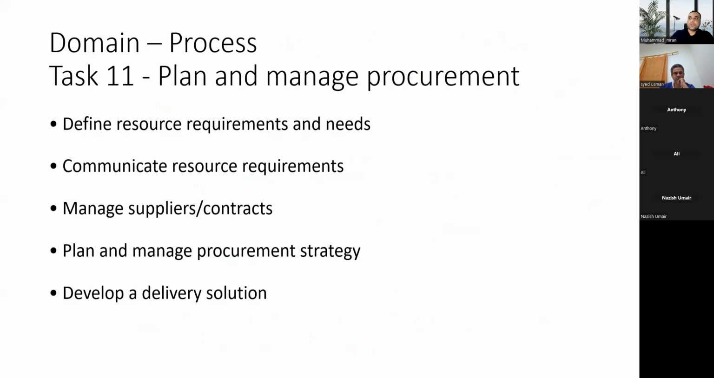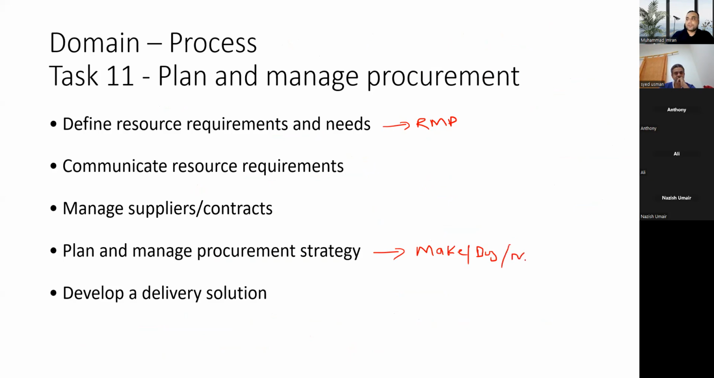Similar to that, we have plan and manage procurement. So the type of resources we need, we have to mention in the resource management plan. And we have to set our procurement strategy where we will find out whether we should do it ourselves, what we call make or buy analysis or make or buy decision. Shall we do it by ourselves or get it done from outsource?